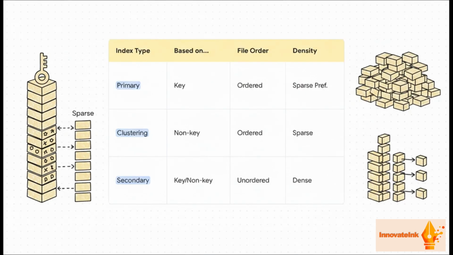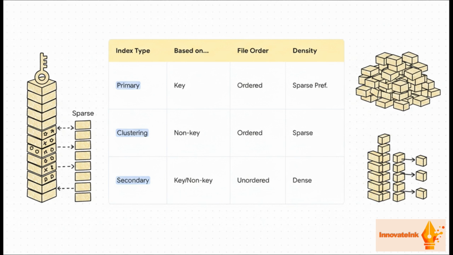Now, these maps come in a few different flavors. If your main data file is already sorted, like by user ID, you can use something called a primary or clustering index. These can be sparse, which is super efficient. Because the data is already in order, you only need one entry in your map for each block of data, not for every single record.